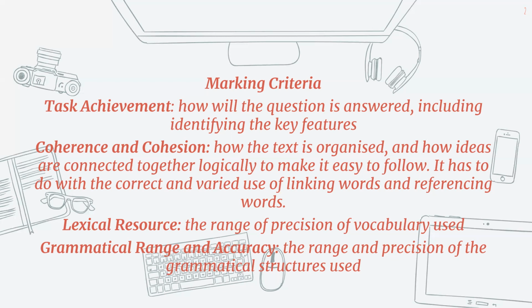Coherence and cohesion in general are about how your text is organized. For example, if you have 2 charts, are you talking about the first one first, then the second one after that, or are you jumping from one to the other and so on in your report? Okay, so this is coherence and cohesion.